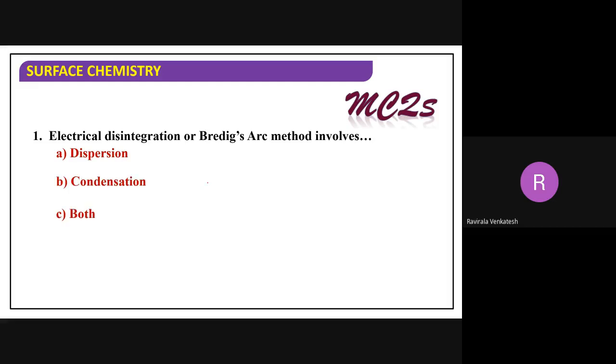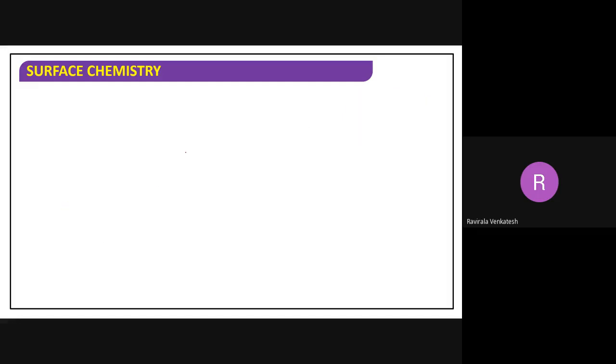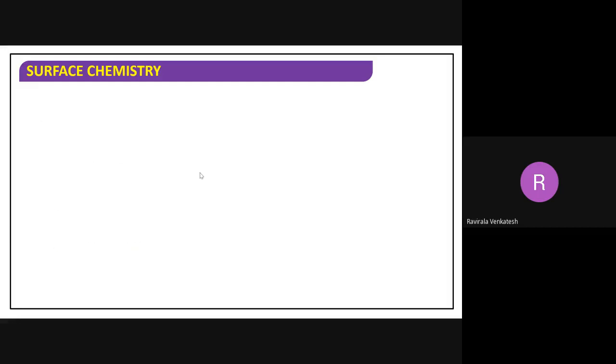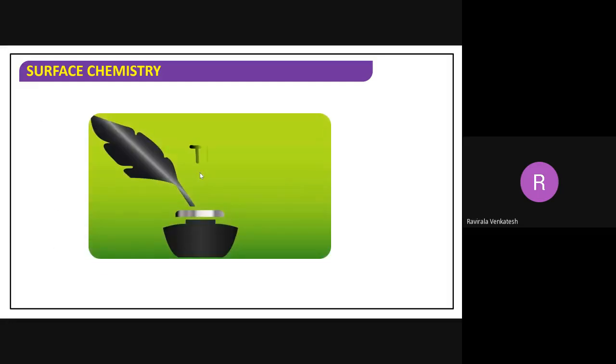Electrical disintegration, or Bredig's arc method, involves both dispersion and condensation methods. The process of converting a precipitate into colloidal solution is called what? Definitely, it is peptization. That was about the preparation methods of colloidal solution.